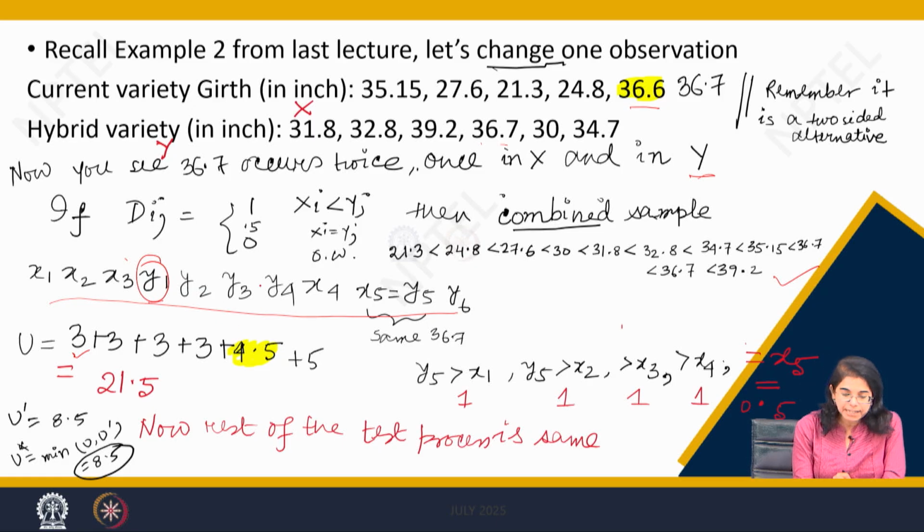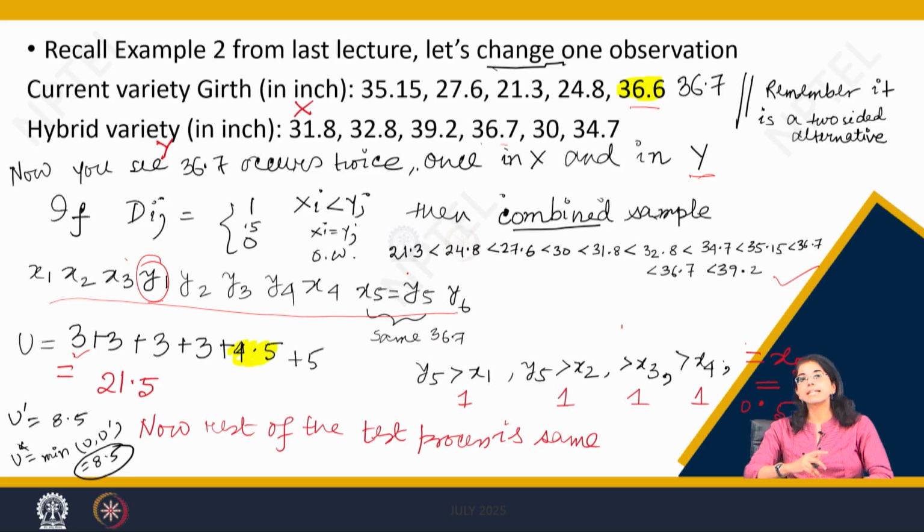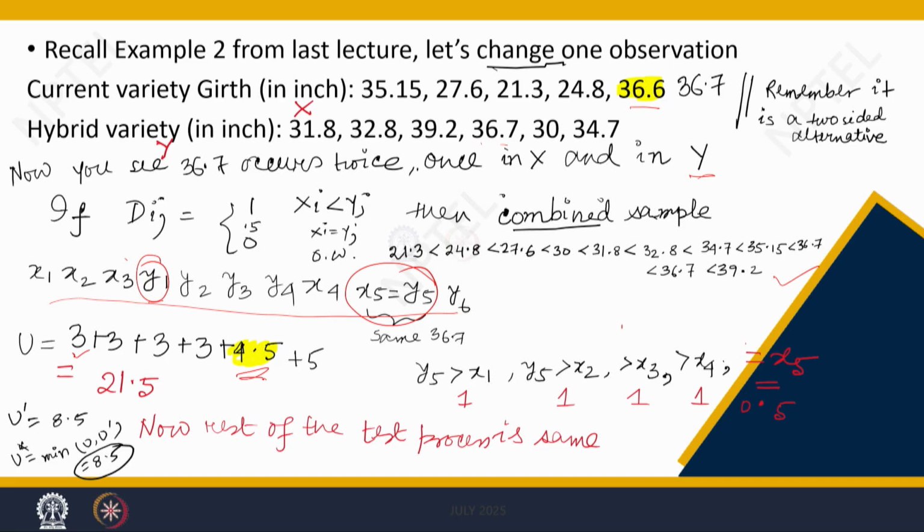Similarly, you can calculate the score for Y3, Y4 and Y5, but pause a little, Y5 is equal to X5. So here you will see 4.5. Just check Y5. Y5 is bigger than X1, so 1. Y5 is bigger than X2, so another 1. Y5 is bigger than X3, another 1, 3. Y5 is bigger than X4, 4. And Y5 is equal to X5, that means 0.5. So, 4 plus 0.5 comes as 4.5.